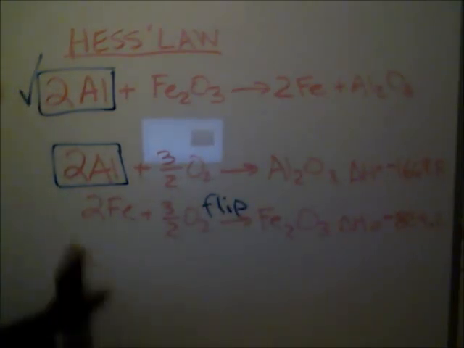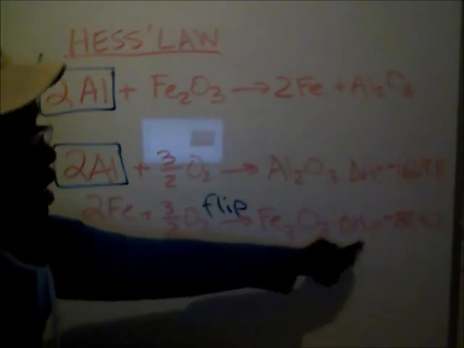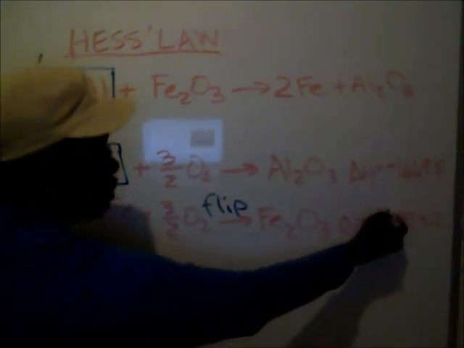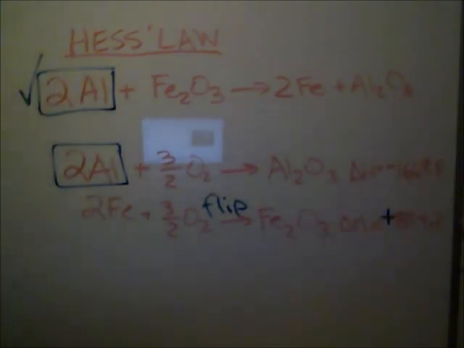Now, whatever we do to the equation, we have to do to the heat also. So if we flip something, that means we need to change this from a negative to a positive. When you flip, you change the sign. If it were negative, the energy becomes positive. If the energy were positive, it becomes negative. It was negative to start, so we're going to turn it into positive.